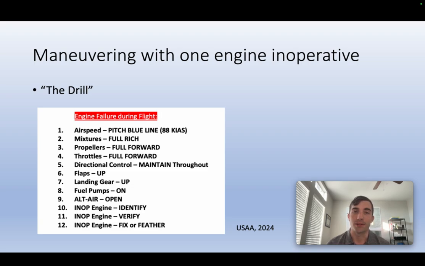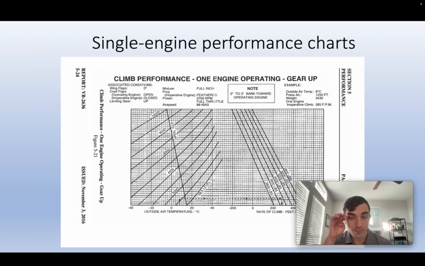So at my school, the policy is above 3,000 feet AGL we attempt to fix the airplane, and below 3,000 we'll just feather the engine immediately. So, talking about high density altitude airports, which is what we're discussing here, being at a high elevation, we need to be looking at our single engine performance charts, and this is something we do at our school before every flight.